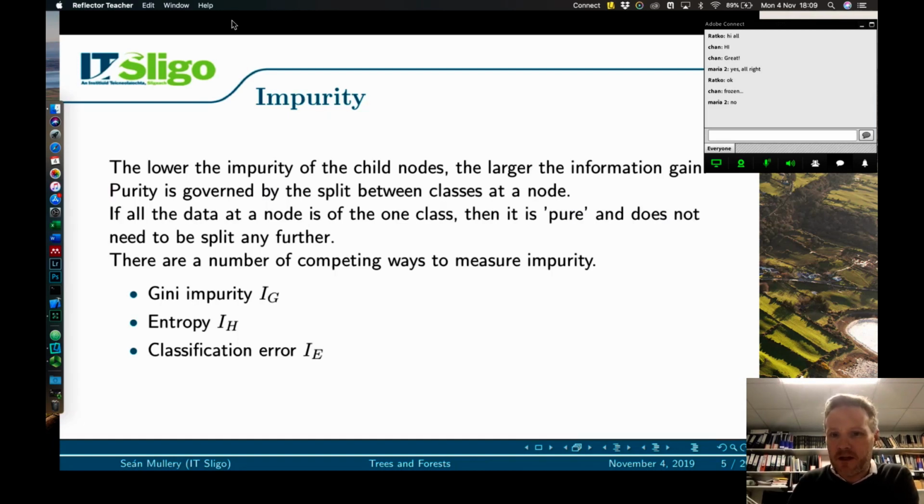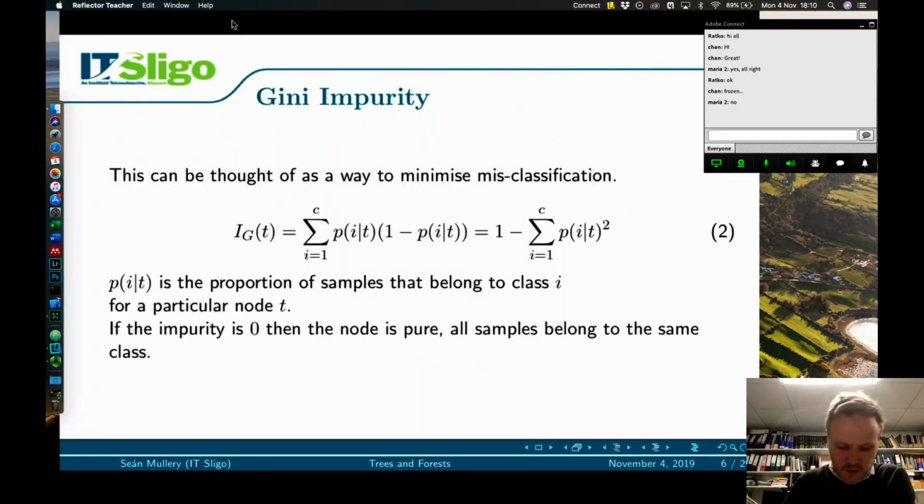And there are a number of competing ways of measuring impurity. The main two are these two here. This one here, it's kind of used for a different system. I'll give a slide on it, but it's not something that's in scikit-learn, so it's not something that's easy for you to play around with. Whereas the other two, you absolutely can use them in scikit-learn, so we'll mention a bit more about them. So the first one is called the Gini impurity. So this can be thought of as a way to minimize the misclassification.